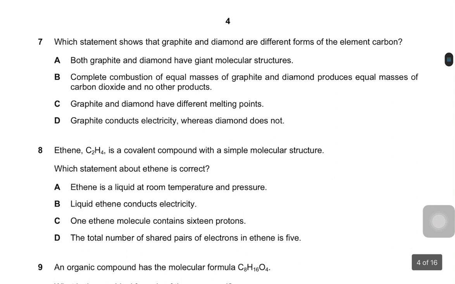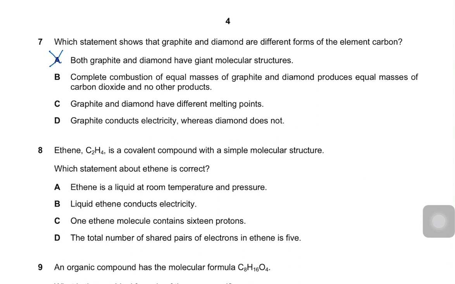Which statement shows that graphite and diamond are different forms of the same element carbon? So both graphite and diamond have giant molecular structures. No, it doesn't tell us about the element. It tells us about the structure only. So not A, because statement A is only concerned with the structure, not with the element.